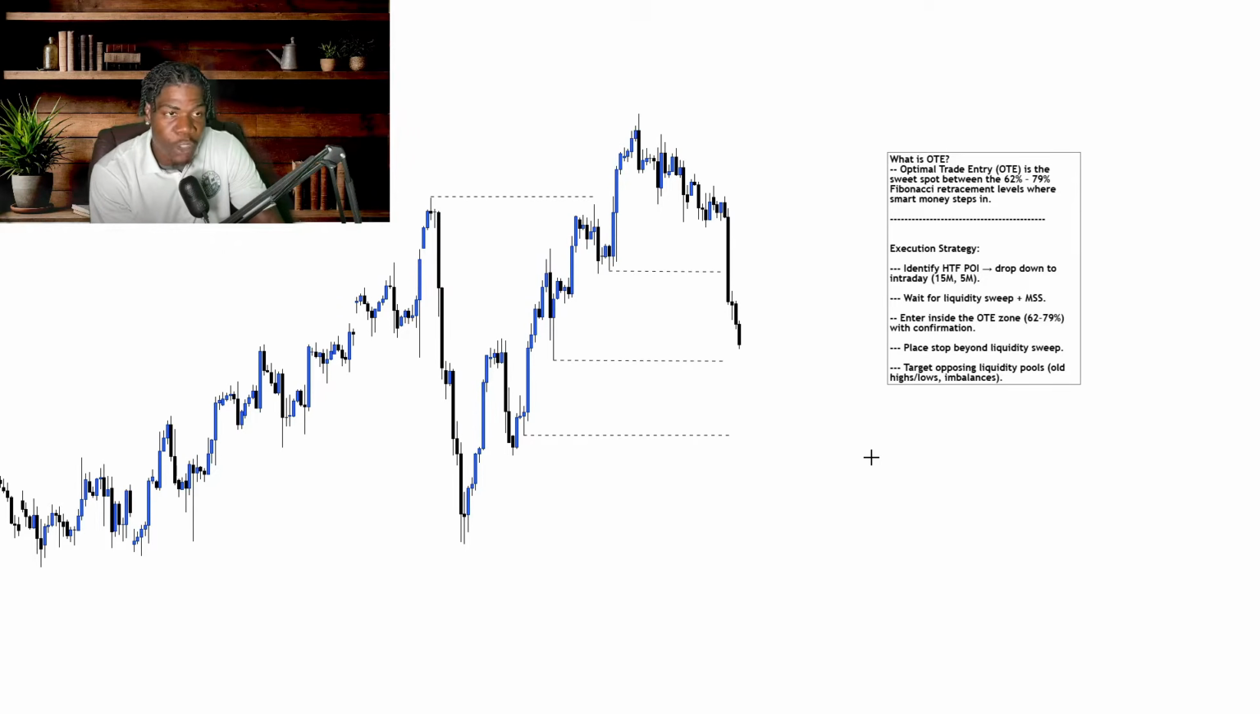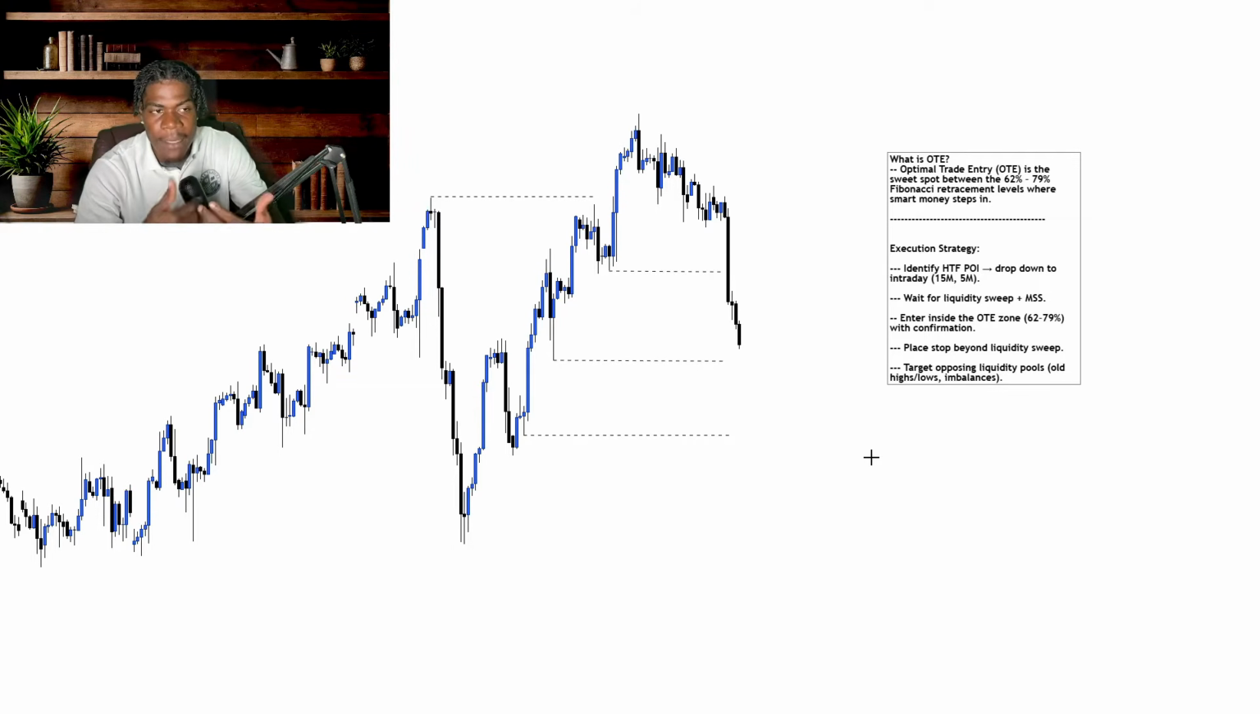The optimal trade entry is the sweet spot between the 0.62 level and the 0.79 Fibonacci retracement level. This is exactly where smart money steps in. For the execution strategy, we have to identify the higher time frame. This is our top-down analysis, right? Where we go from the higher time frames to the lower time frames.